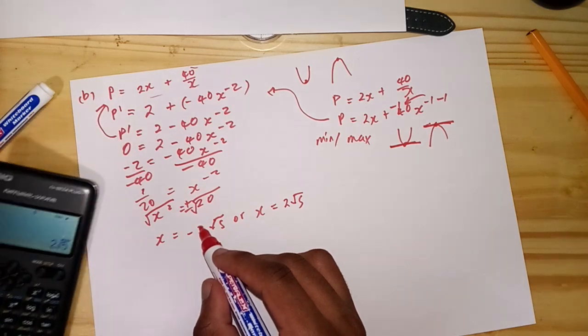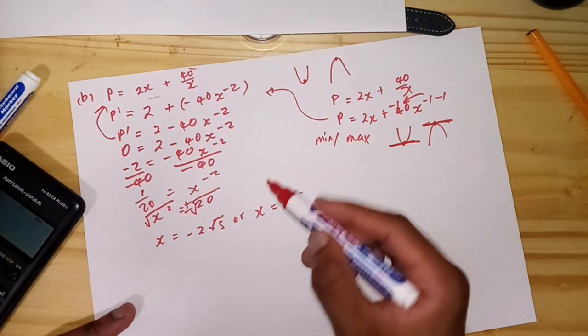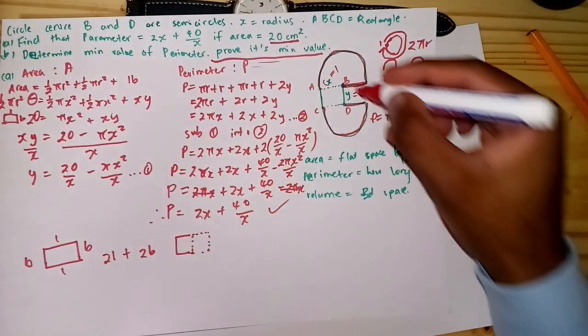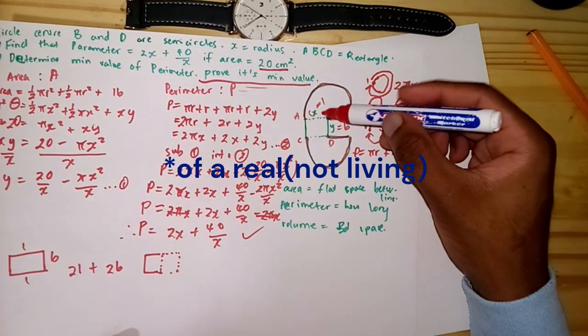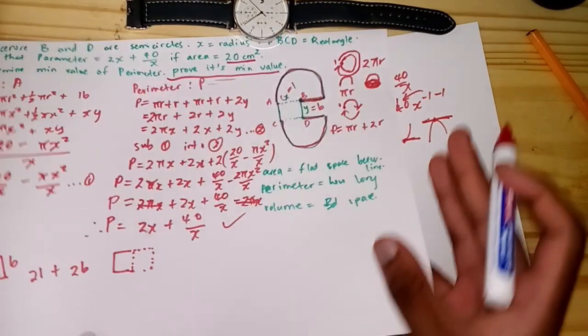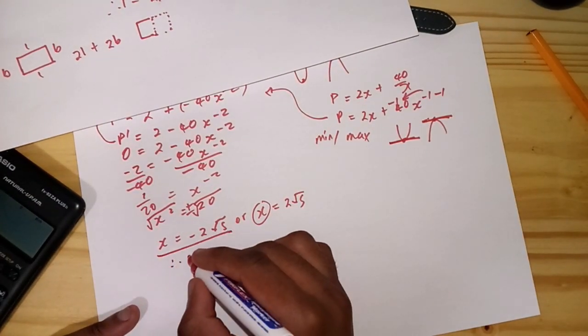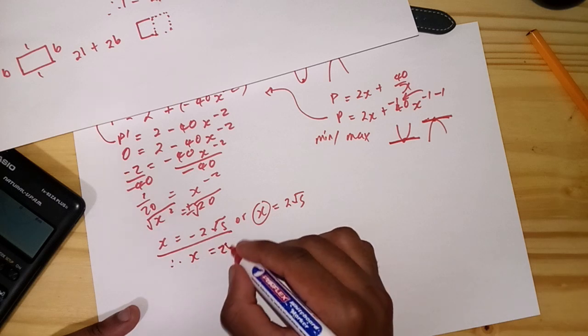So since we're dealing with the x values that are in relation to distance, right? This is actual distance of a living object. You can't have distance being negative, so henceforth your answer can't be a negative value. So you should actually come and say therefore x is equal to 2 root 5.